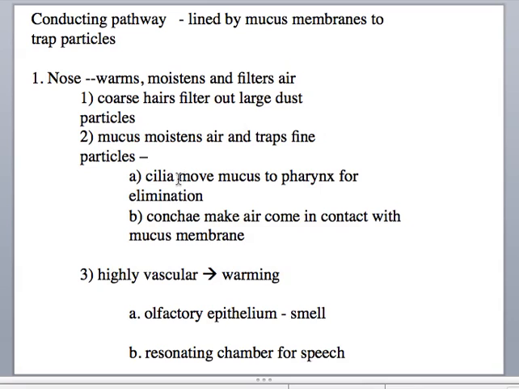Now, in your nasal passages, you have cilia on the epithelial cells, which will move the mucus to the pharynx for elimination. I'll show you an image of that here in just a second. And you've also got nasal conchae, which make the air come in contact with the mucous membrane, and they provide a greater surface area for contact. If you think of a snail shell and the way it curves around, it gives a greater amount of surface area than if it were just a flat surface.